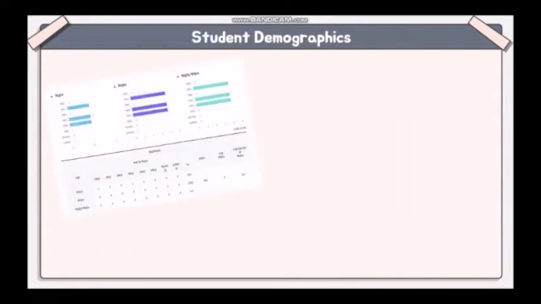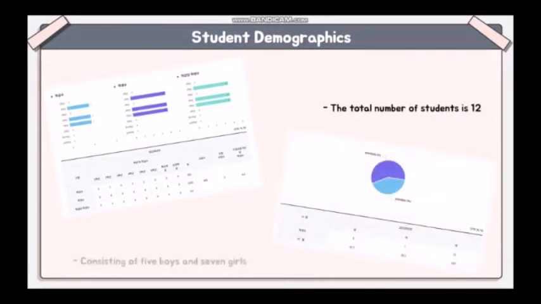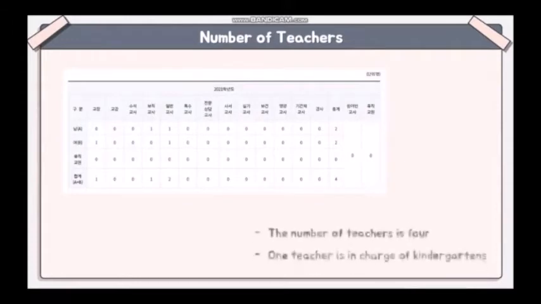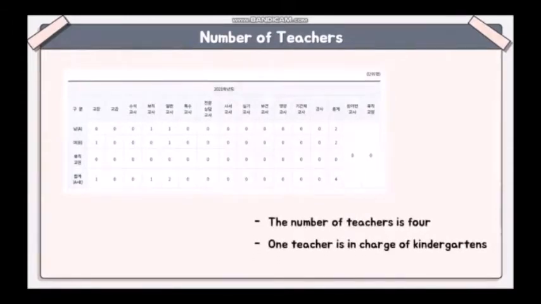The total number of students is 12, consisting of 5 boys and 7 girls. And there are no 6th graders. The school consists of 4 classes, including 1 kindergarten class. It's considered a small school with only 12 students, 3 level classes and 4 teachers. 1 teacher is in charge of kindergarten, so there are 3 teachers in charge of elementary school. 1 teacher takes 2 classes.